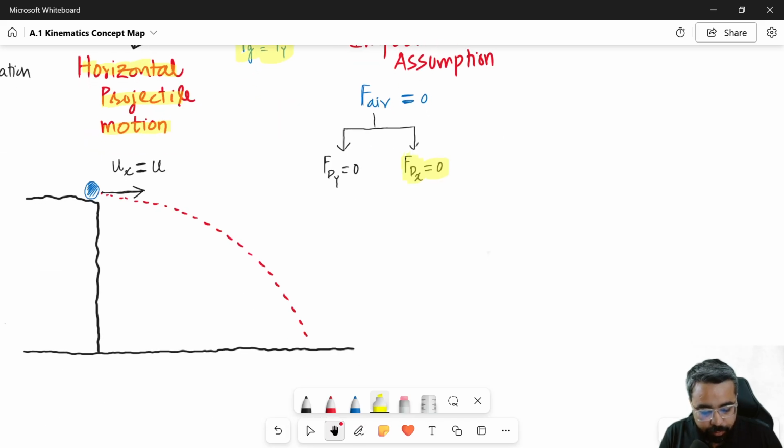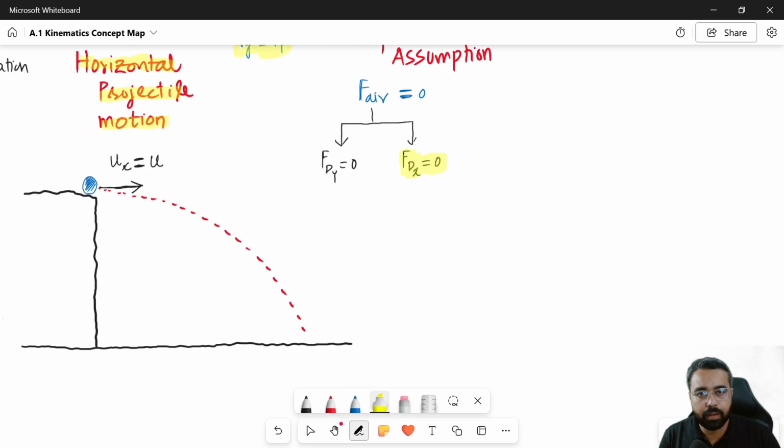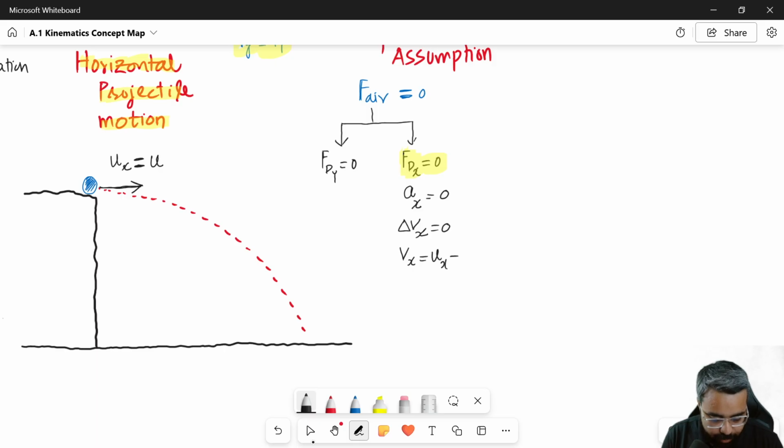So as a result of our important assumption, we get this important result that there is no force along the x-axis, which will cause no acceleration along the x-axis. In the x direction motion, this means there is no change in velocity in the x direction, which means that the initial velocity as well as the final velocity is the same, it is constant.